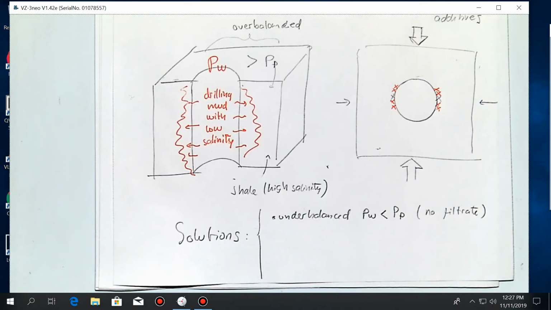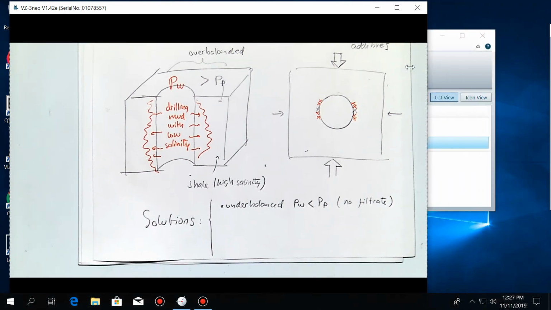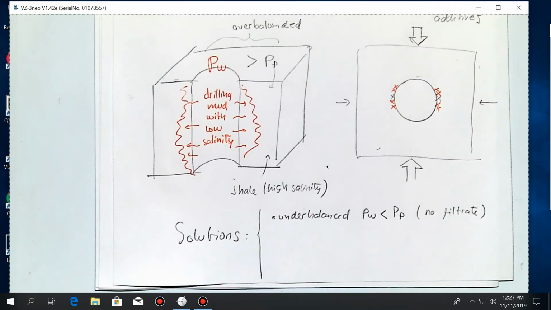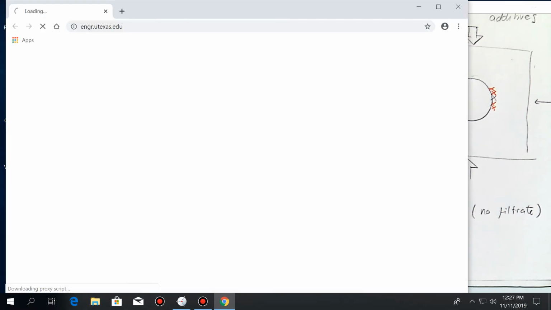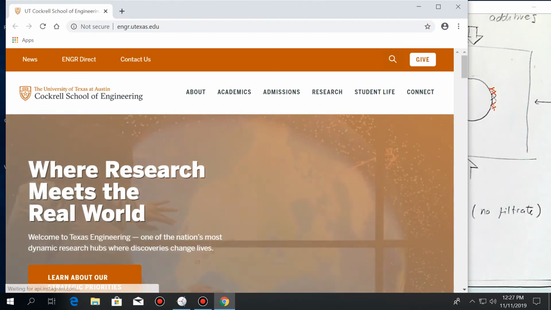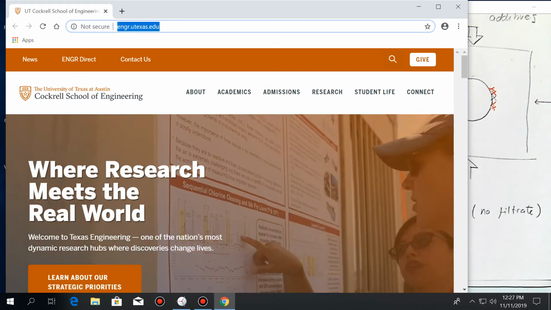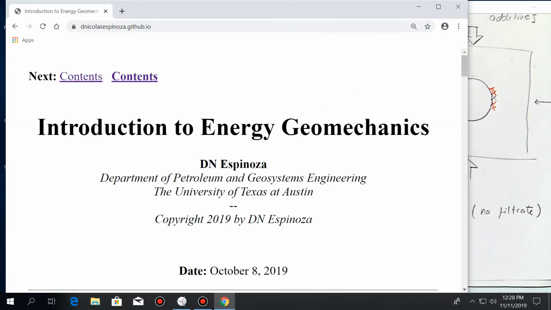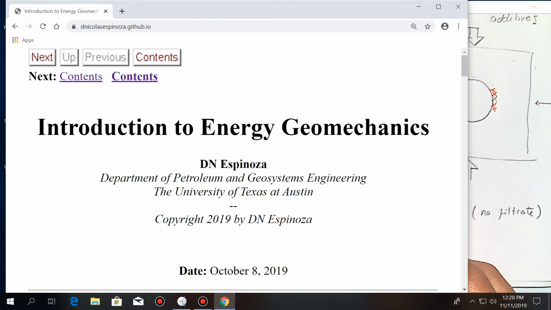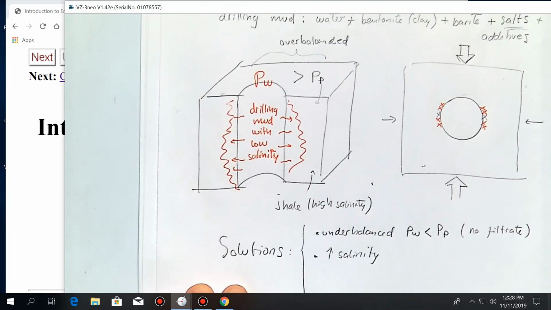And as you think, I'm going to look for an image that is going to help see what's going on here. Any other solution? What about the composition of the drilling mud? What can we change? We could change the salinity, right? We could bump the salinity up, and in that way we will get a more saline mud.